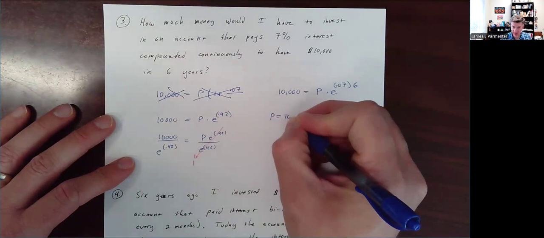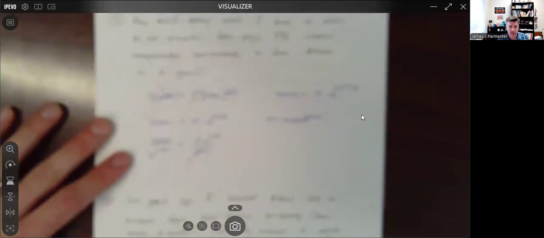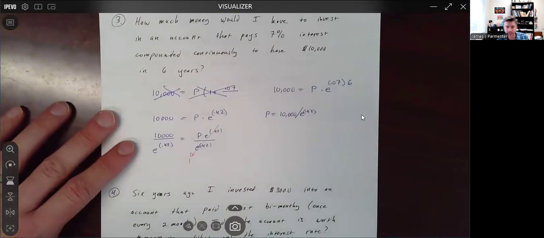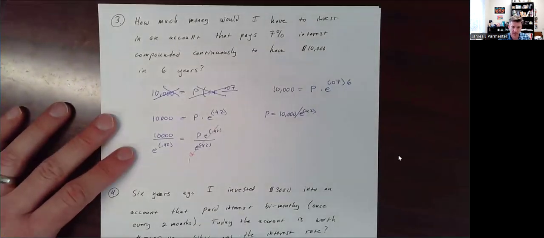Or if you like, and I kind of do like, gosh, why does the document camera keep freezing? I am so sorry. This connection is just not lovely. I don't know what's going on there.